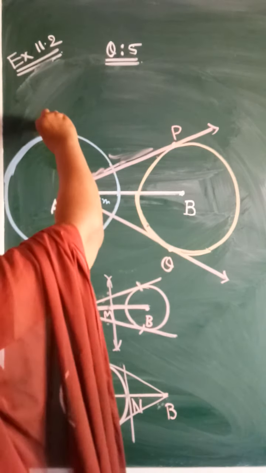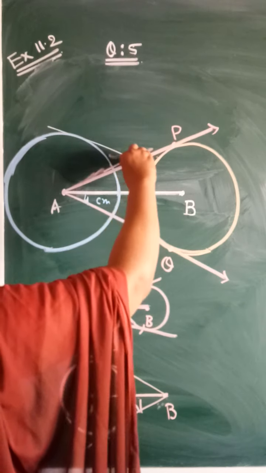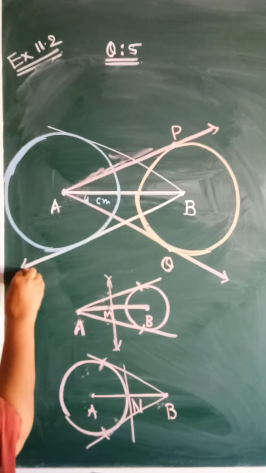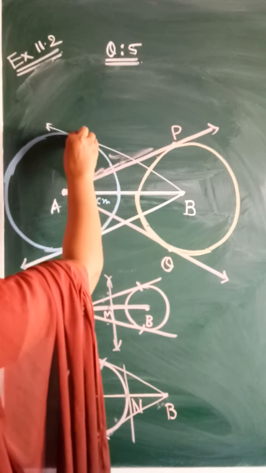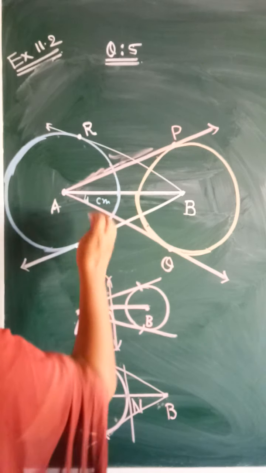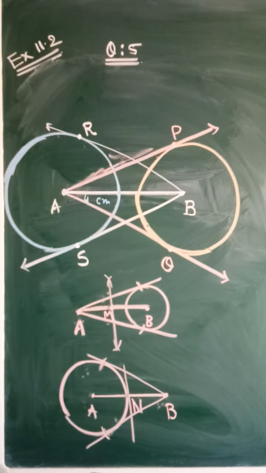Similar way, you will get another tangents like this. Suppose I am writing here R point and this point I am writing S. So your figure will look like this. So here we have drawn two tangents from both the centers to both the circles.